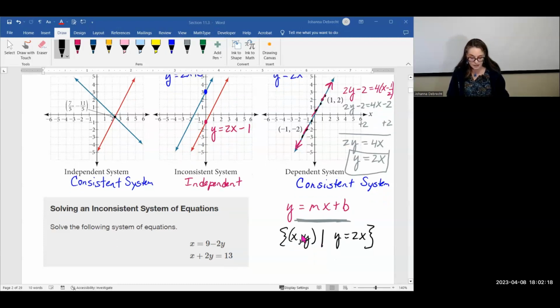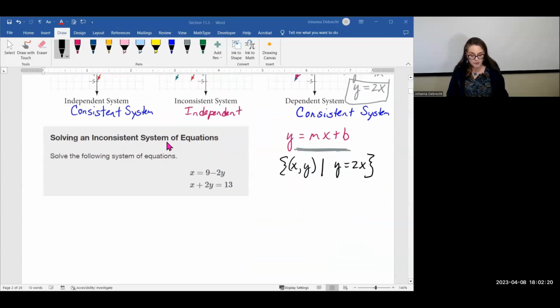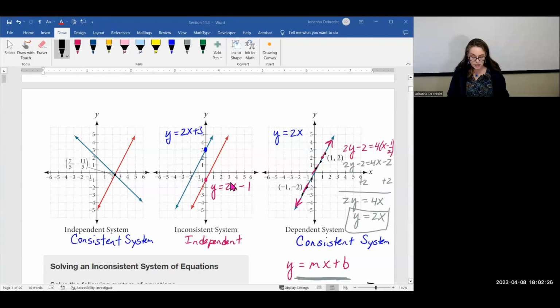All right, now let's take a look at what happens when you have an inconsistent but independent system of equations. So we know the inconsistent is the one that doesn't have a solution. Consistent means at least one solution. Dependent means same line. So independent, they're not the same line. Consistent, you have at least one solution. Inconsistent, there are no solutions.